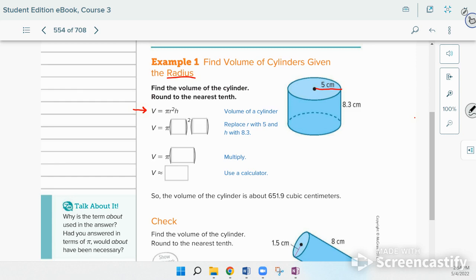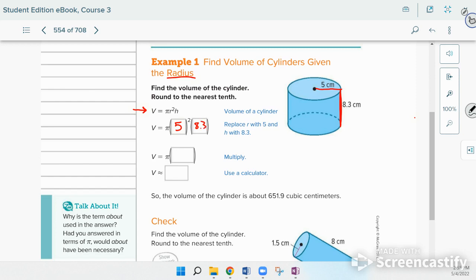Now it says find the volume of the cylinder, round to the nearest tenth. All right, so this is where we're not going to leave the pi the whole time. We're going to actually use the pi button on our calculator. So first, we write the formula. Second, we replace the r with 5. We replace the height right here, 8.3, and then we just calculate.